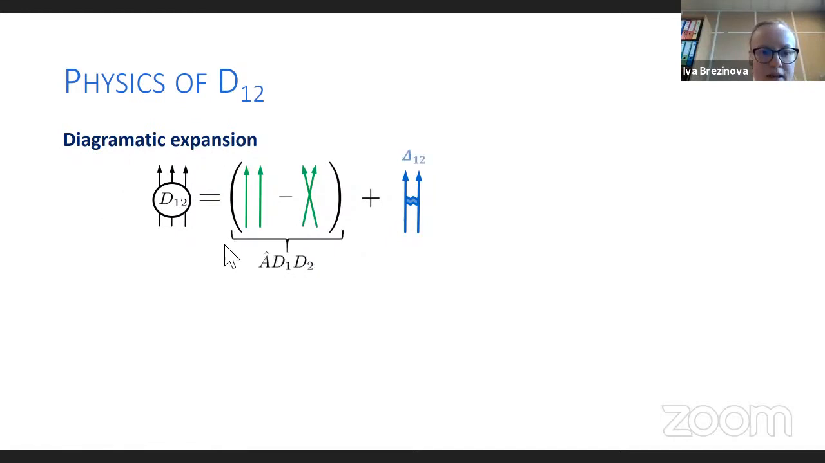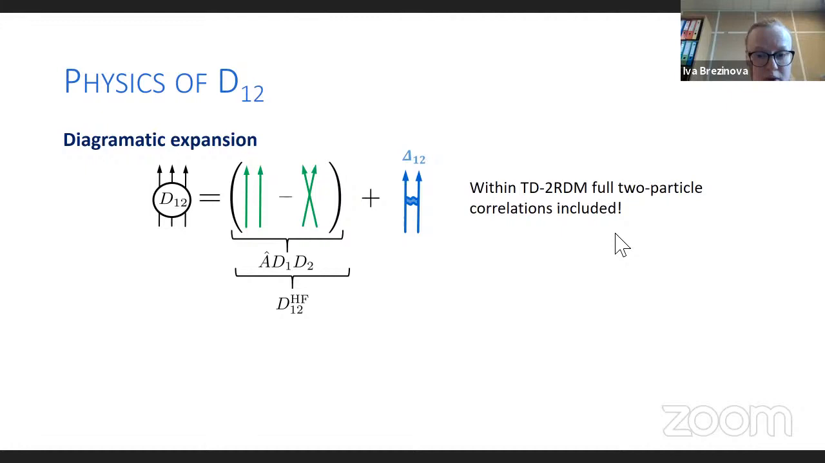So this is what is all incorporated in the two-particle reduced density matrix, namely, again, this component that is just an anti-symmetrized product of two one-particle reduced density matrices. And this is exactly this Hartree-Fock component we had before. And then again, here, this cumulant. And this cumulant, these two-particle correlations, are fully included in the two-particle reduced density matrix method if we use the 2RDM as the fundamental object.